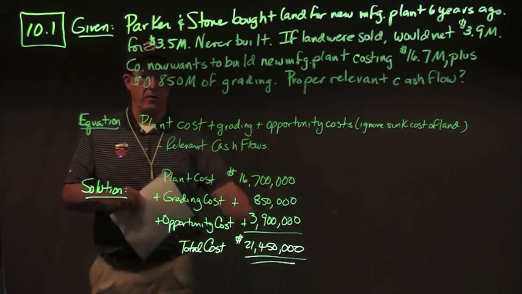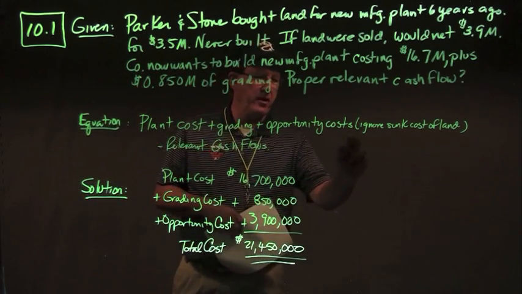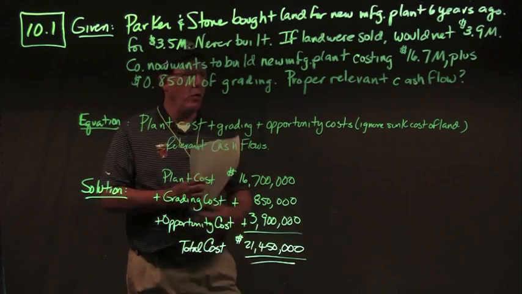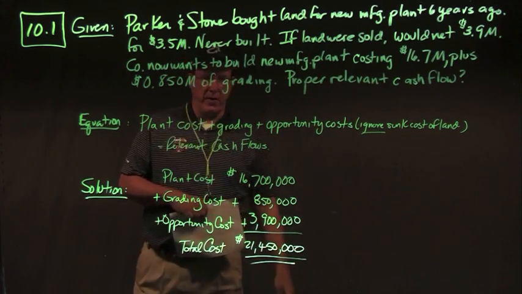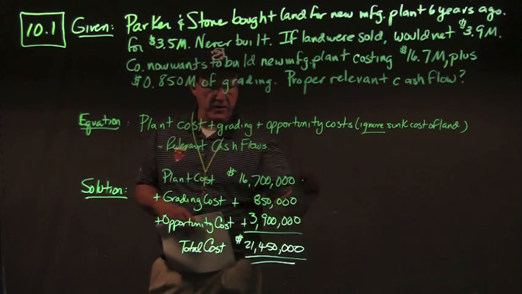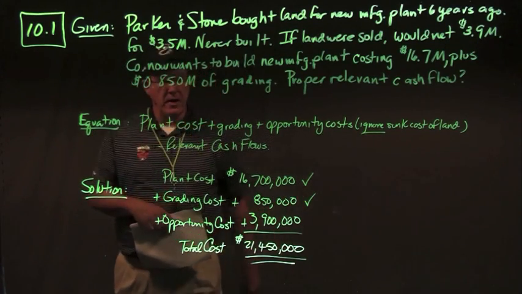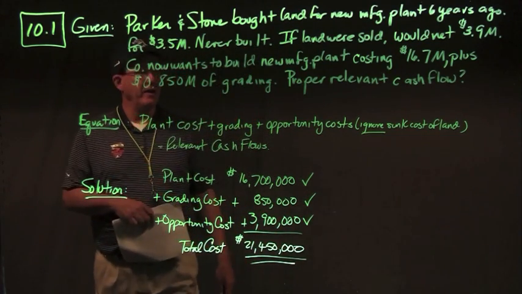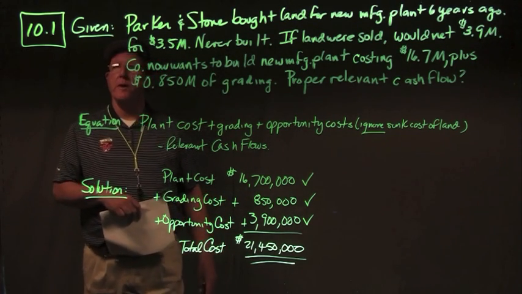Again, we want to do this on a standalone basis. The relevant cash flows are the plant cost plus the grading plus the opportunity cost that we're giving up by not selling the land. We want to ignore the sunk cost of the land, the original cost many years ago of $3.5 million. So the relevant total cost for this project would be the plant cost of $16,700,000, the grading cost of $850,000, and the opportunity cost of $3.9 million if we were to sell the land. Total cost $21,450,000. There's your answer to problem 10.1.